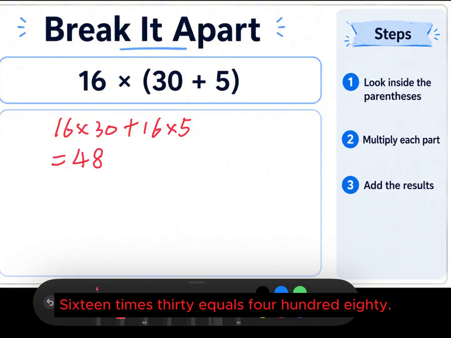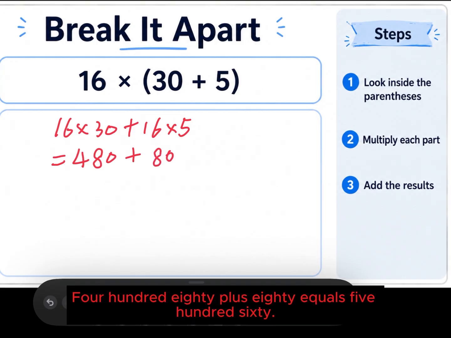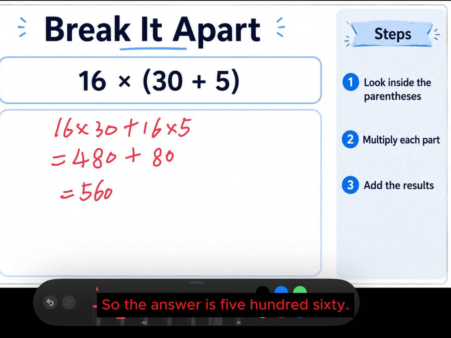16 times 30 equals 480. 16 times 5 equals 80. 480 plus 80 equals 560. So the answer is 560. This is called breaking it apart.